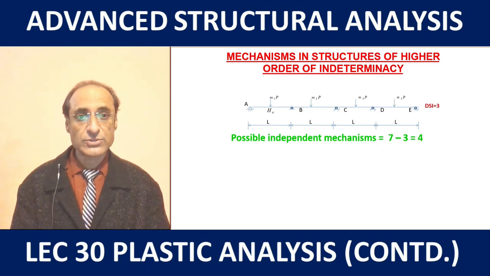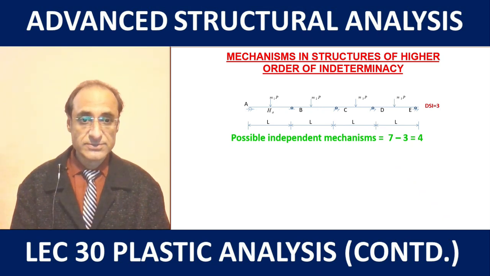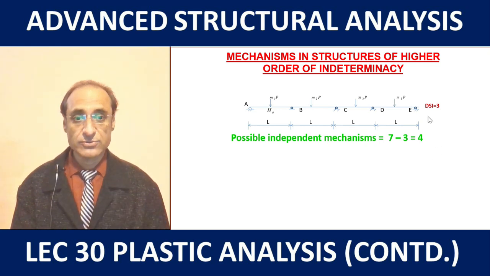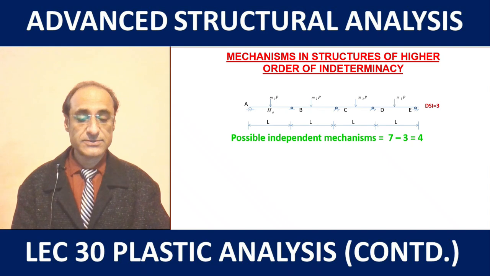Now here if we want to use the theorems of plastic analysis for quick solution, then we know that this structure has a degree of indeterminacy of 3. So it suggests that we need 4 hinges to convert the structure into a mechanism, and by using the known relation, the possible number of mechanisms comes out to be 4. So what are those 4 possible mechanisms?